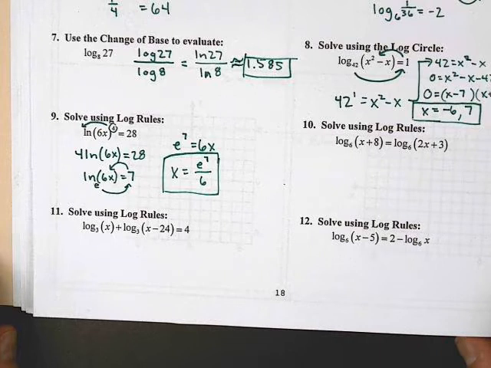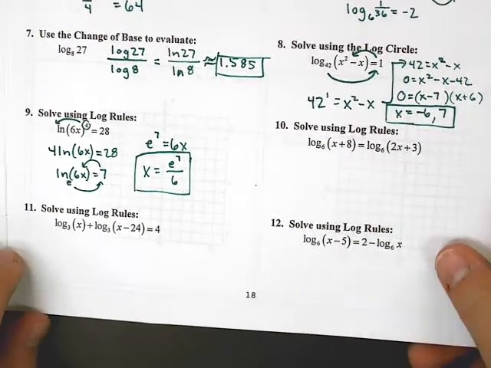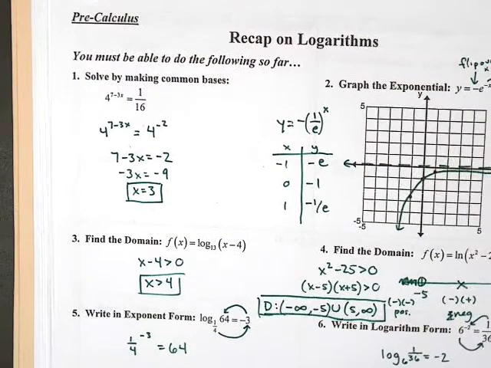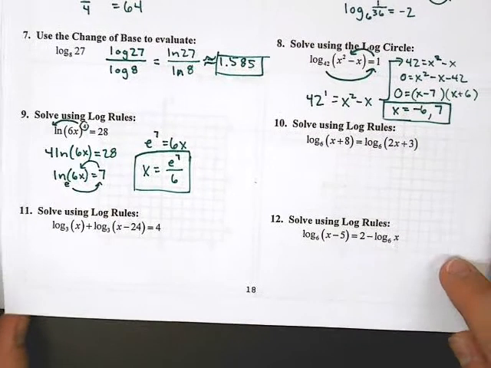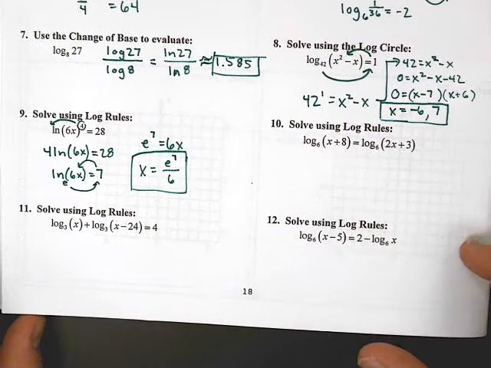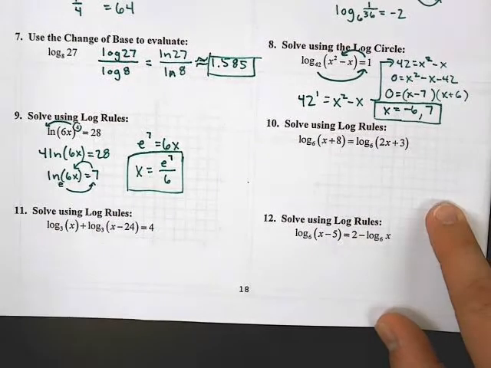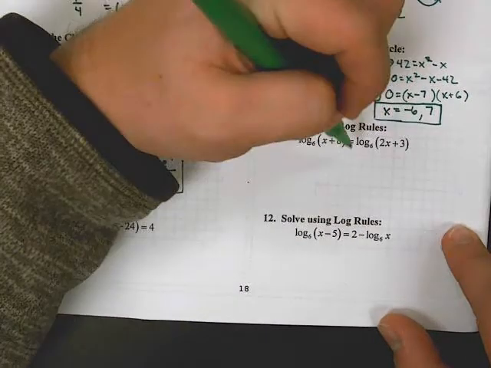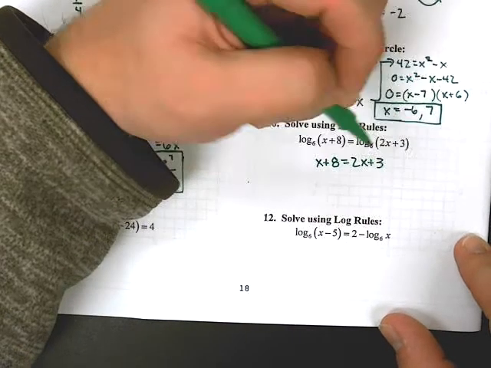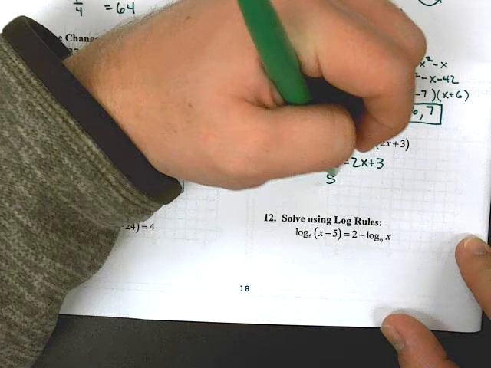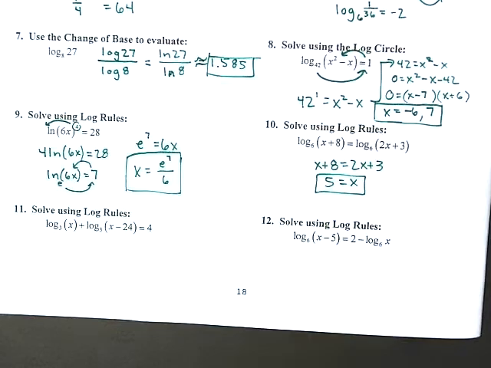Alright, we're getting there. Number 10 is extremely similar to the very first problem. We knew that if we had common bases, the exponents were equal. We now also have learned that if we have common bases for logs, then the arguments will be equal. So because these both have a base of 6, I'm going to just set the arguments equal to each other. So let's see here, what is that? 5 equals x. There it is. Got it. Done.